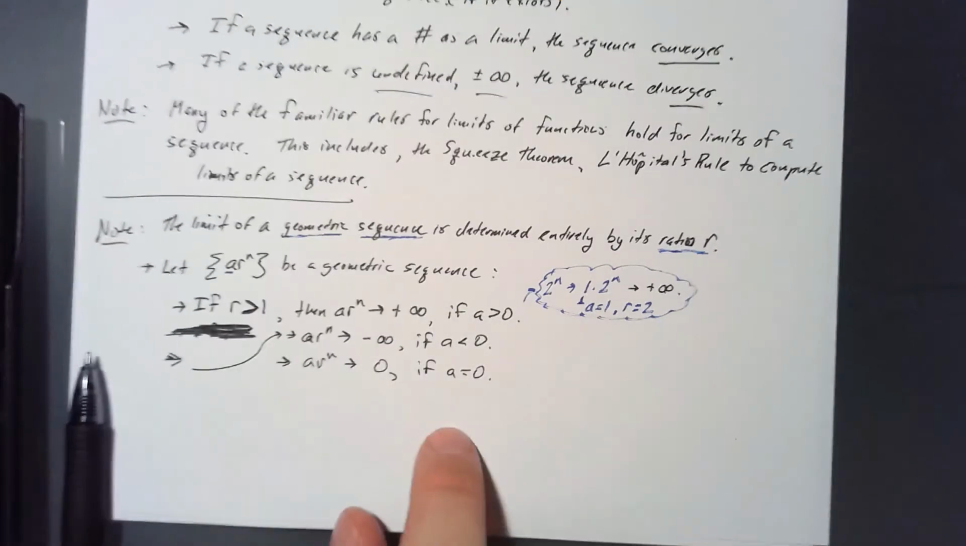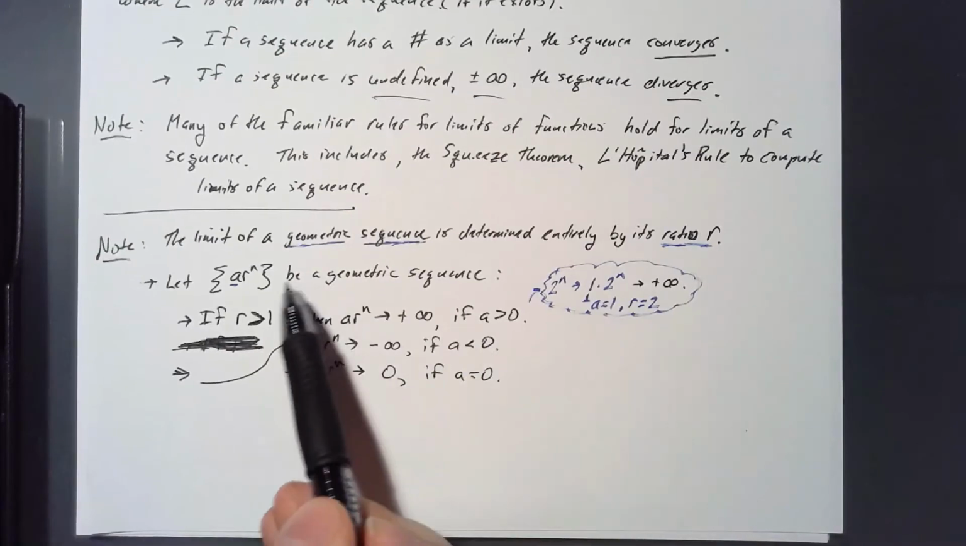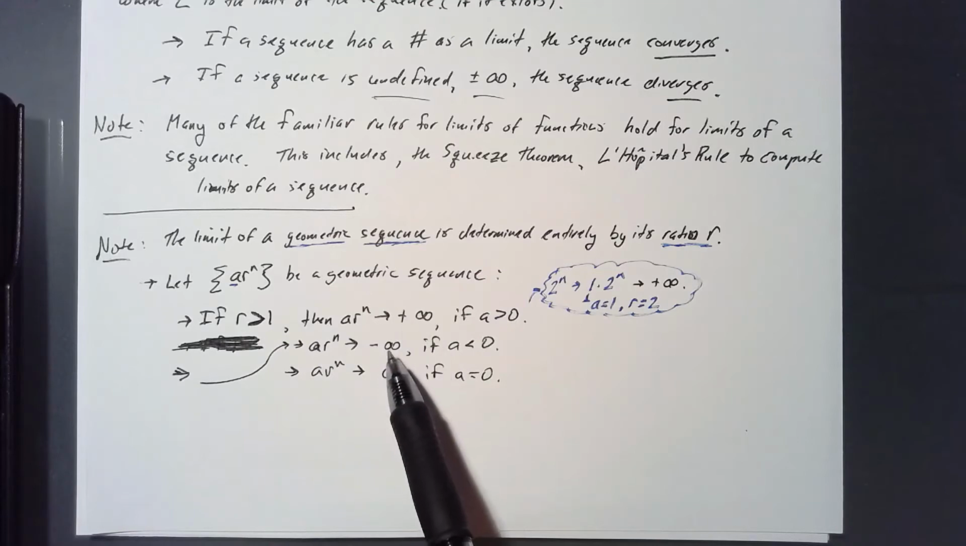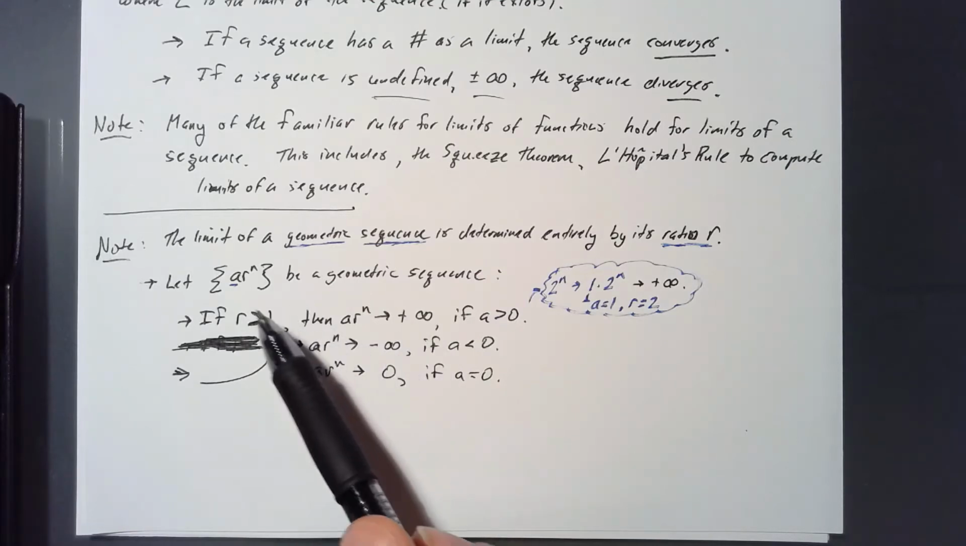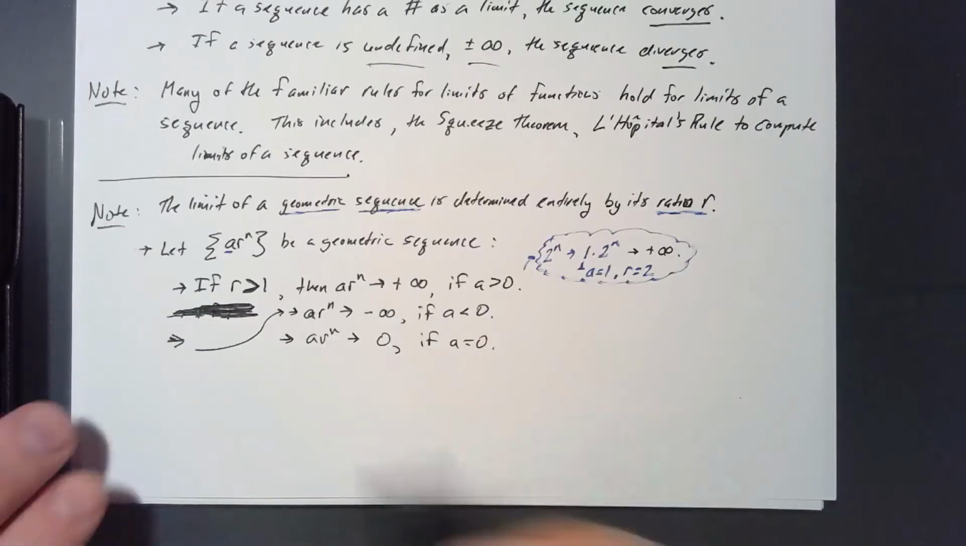But basically, if you have a geometric sequence, the ratio here dictates if it goes to positive infinity, negative infinity, or 0. And you'll see what I mean when we start looking at particular cases going forward. It's really not that bad. So here's some examples.